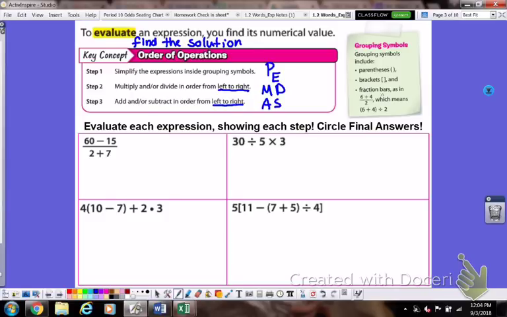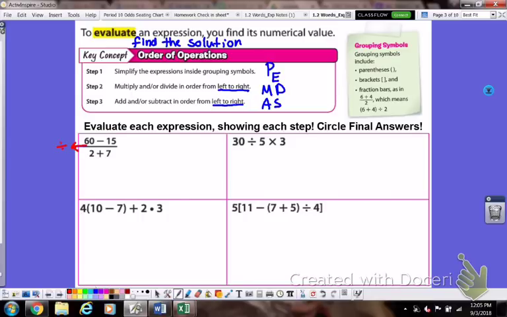Okay, so we have some examples for you here. Evaluate each expression showing each step. Very important, guys, you must show each step. And circle your final answer. So 60 minus 15 divided by 2 plus 7. Remember, fraction bars mean division. When we have a fraction, that means we're going to divide.